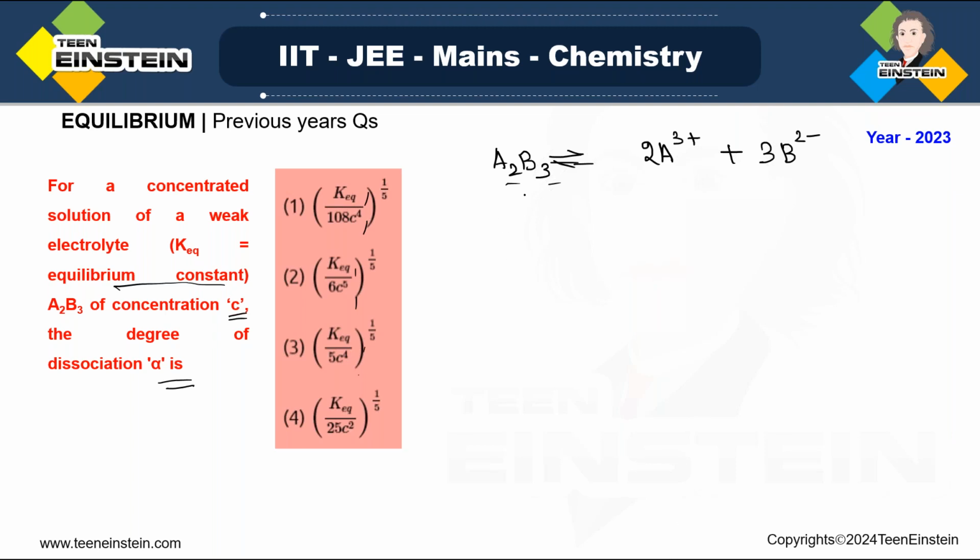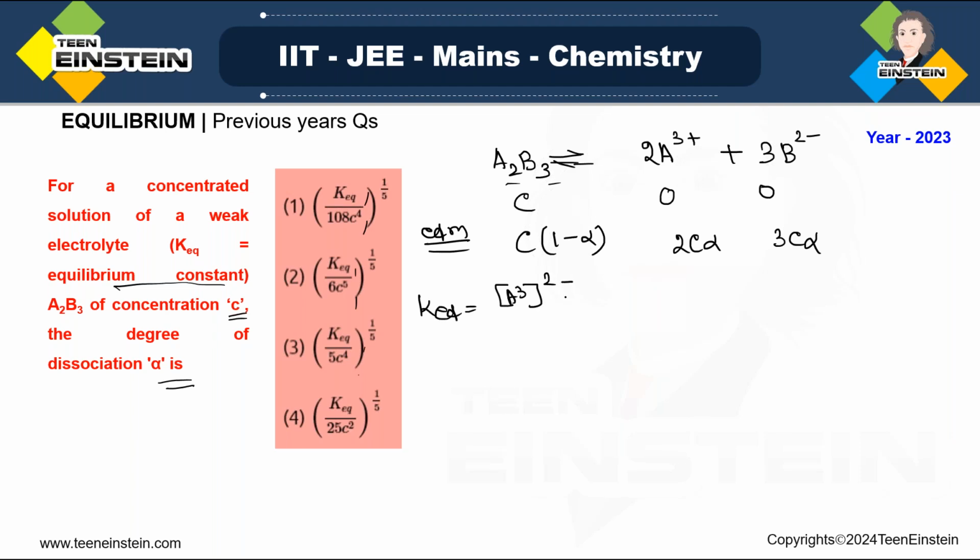So initially, if we have C and these two are 0, then alpha is the degree of dissociation. So C minus C alpha at equilibrium, C common, 1 minus alpha. Now the relationship is, from 1 mole you are getting 2 moles, so it should be 2C alpha. And 3 moles of the other, so it will be 3C alpha. Now K equilibrium will be A3 plus to the power 2, B2 minus to the power 3, divided by A2B3.